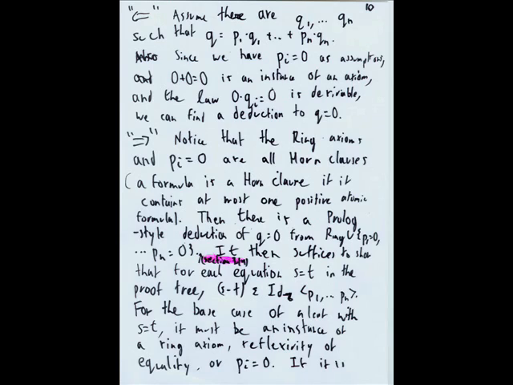So what we want to show is that for each equation s equals t in this proof tree, s minus t is in the ideal generated by P1 up to Pn over Z. And of course, if this is true for every equation s equals t in the proof tree, then it's going to be true for the equation q equals 0 in the proof tree, and then we're going to end up with q minus 0 equals q in this ideal.